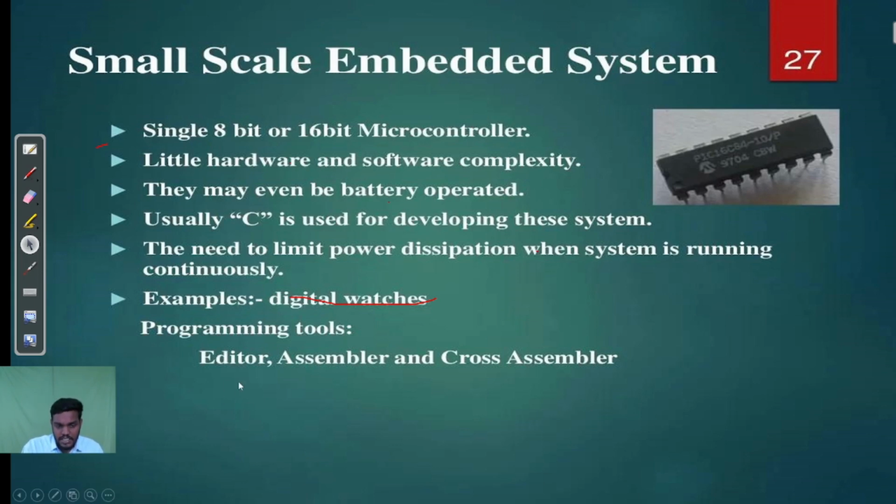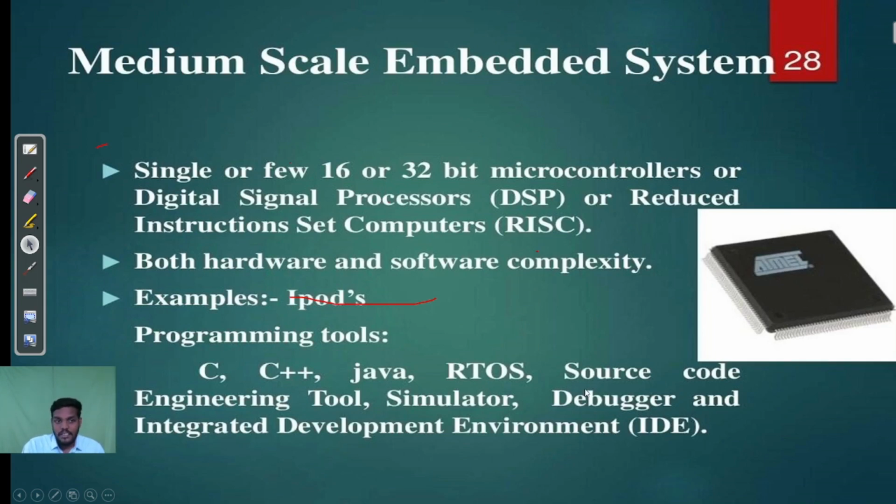The programming tools are editor, assembler, and cross assembler units. A medium-scale embedded system uses a single or few 16- or 32-bit microcontrollers, or digital signal processors, or reduced instruction set computers, with both hardware and software complexity. Its examples are iPads, and the programming tools are C, C++, Java, RTOS. RTOS is nothing but real-time operating system, plus source code engineering tools, simulator, debugger, and integrated development environment.